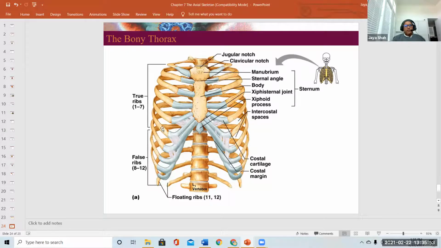Indirectly is 8 to 12. You can see they are first attached to other ribs, and then the true ribs are attaching them to the sternum. The last two, which are 11 and 12, are not attached at all to the sternum, and those are called floating ribs.